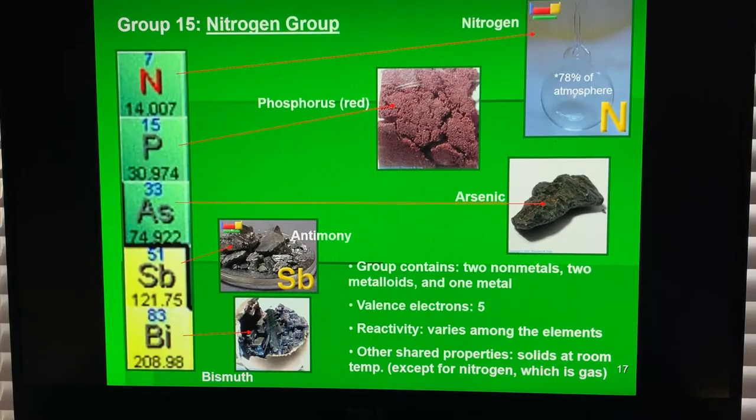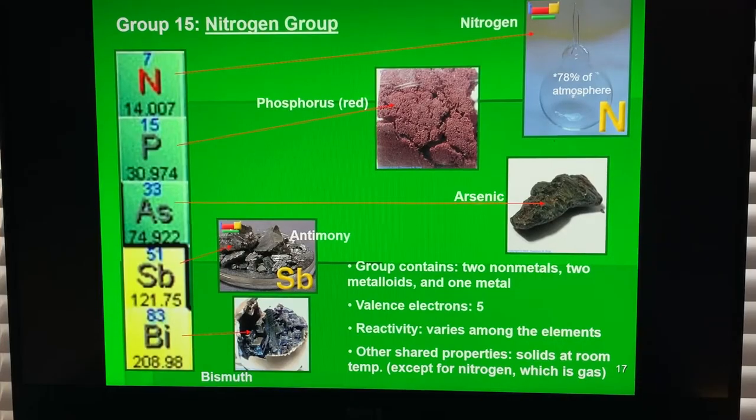Even though phosphorus is the 15th element, the name of the book is The 13th Element because that was the 13th element to be discovered. Comes in different forms. That's red phosphorus there. Nitrogen, we know, makes up 78% of the atmosphere. It's a flammable gas, but you can't light the atmosphere on fire.